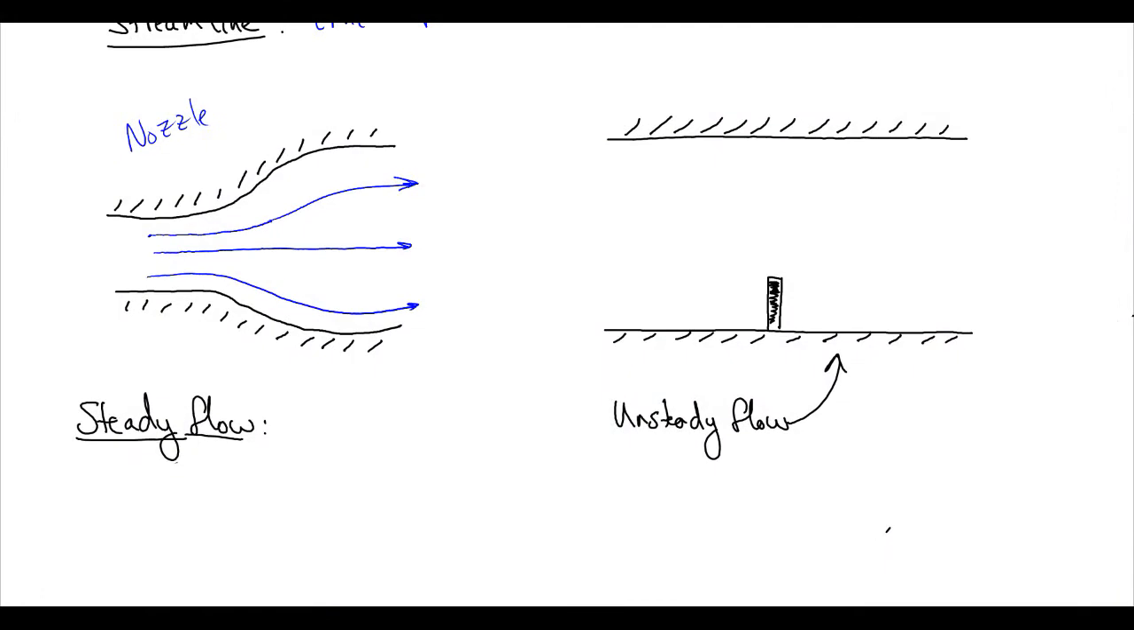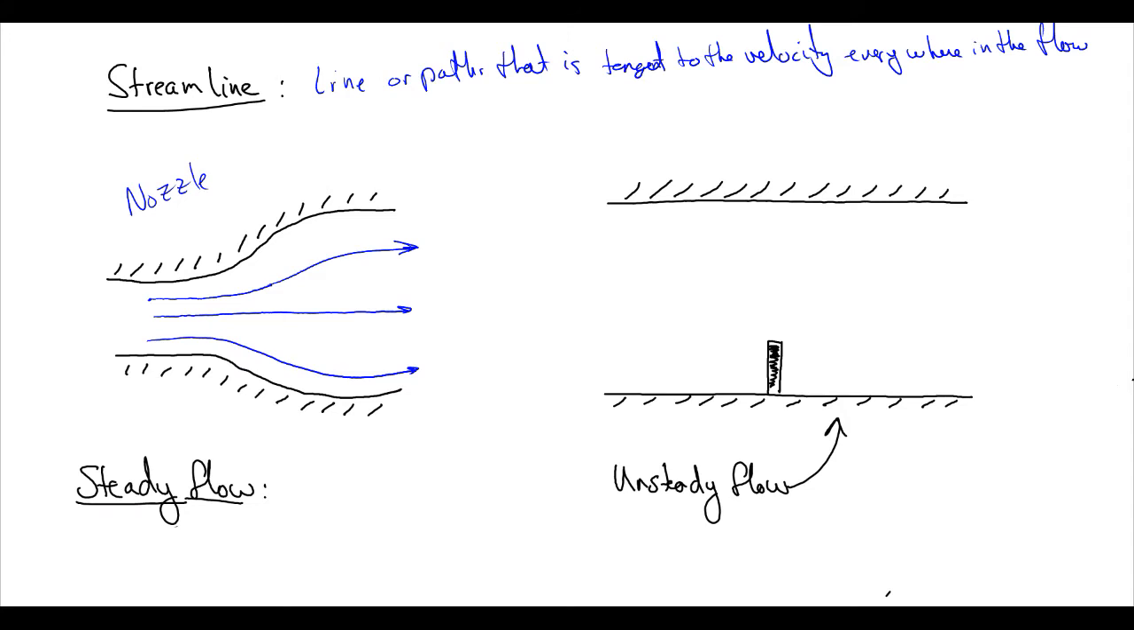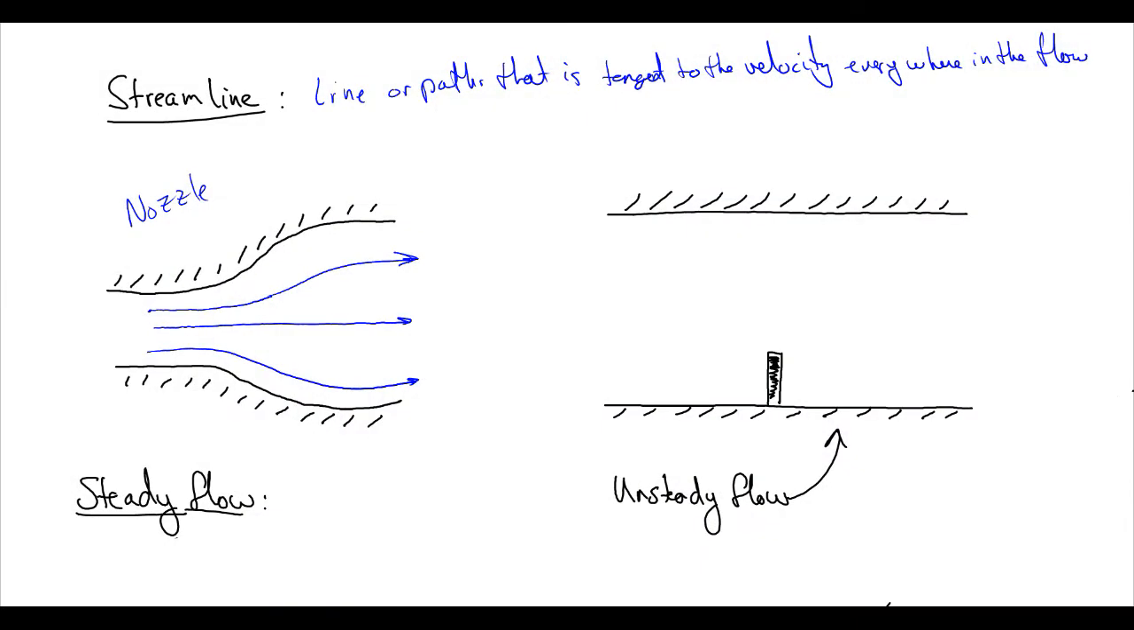Now, it's a steady flow, so our streamlines always look the same, right? Unsteady flow looks a bit different. So if we have a blunt object in our flow and our flow is fast enough, and we're going to talk about what that means when we get to Reynolds number, if it's fast enough, our inertial effects are going to become very important, and our flow is going to start becoming somewhat chaotic, and then it's going to become unsteady flow.